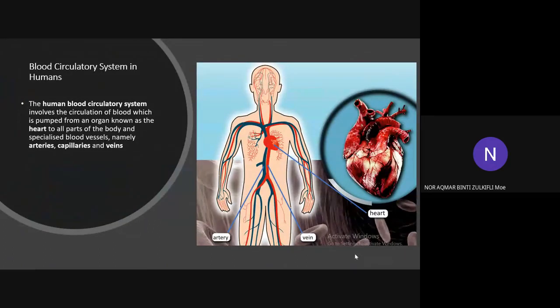Okay, students, for our syllabus, we only look seriously at humans. The human blood circulatory system involves the circulation of blood which is pumped from an organ known as the heart to all parts of the body and specialized blood vessels, namely arteries, capillaries, and veins.